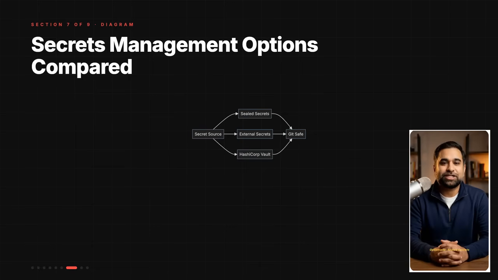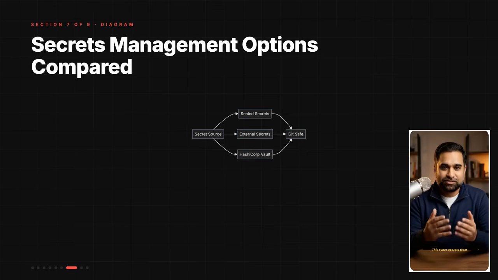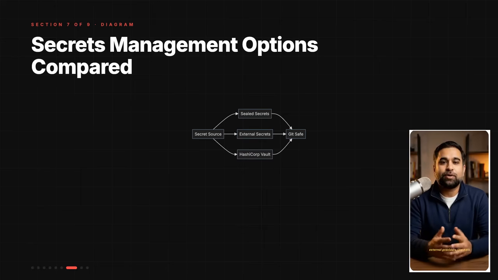Option 1: sealed secrets from Bitnami. You encrypt secrets client side, commit them to Git safely, and they're only decrypted inside the cluster. Option 2: external secrets operator. This syncs secrets from external providers like AWS Secrets Manager, HashiCorp Vault, or Azure Key Vault into Kubernetes. The secrets exist outside your cluster, and Kubernetes just references them.